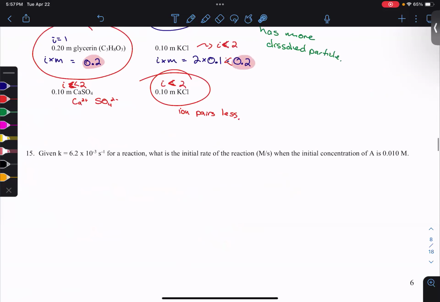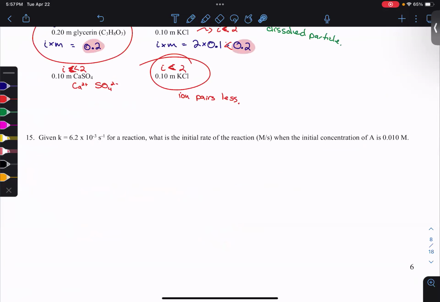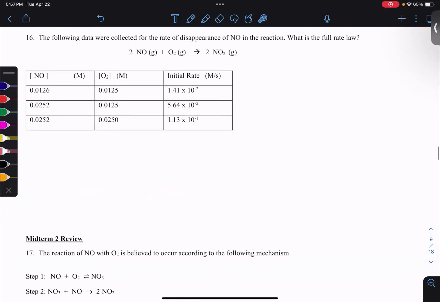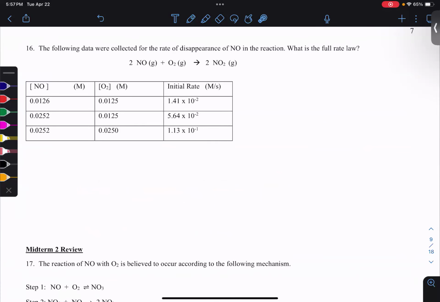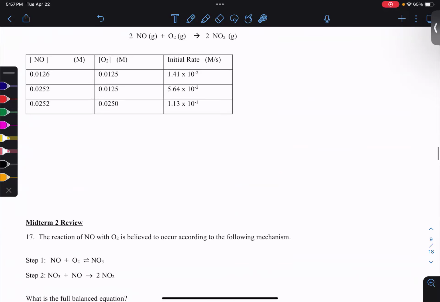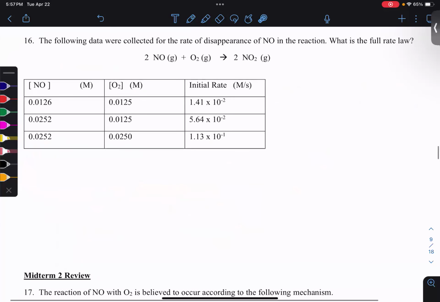Okay, all right, oh crap, we got 30 minutes. So can we go over mechanisms? Yeah, I won't do 15 mechanisms. Do we need to do this one? Initial rates, okay, fine. All right, so I'll do this one.